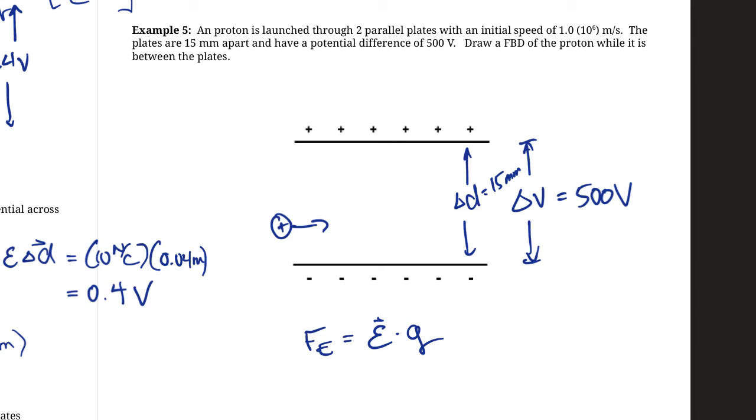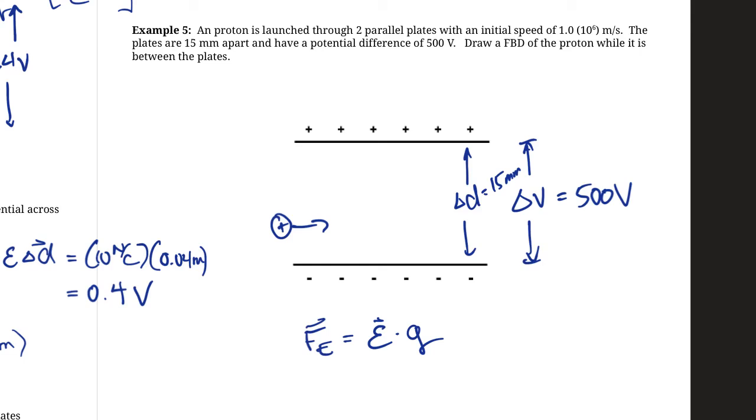We know the charge of a proton, so that's not the problem. We can look it up. But we need to know the field strength, right? That's the thing we need to figure out. Now, we're not given the field strength. We're given the electric potential difference. So in order to find the field, basically we need to find the field strength.